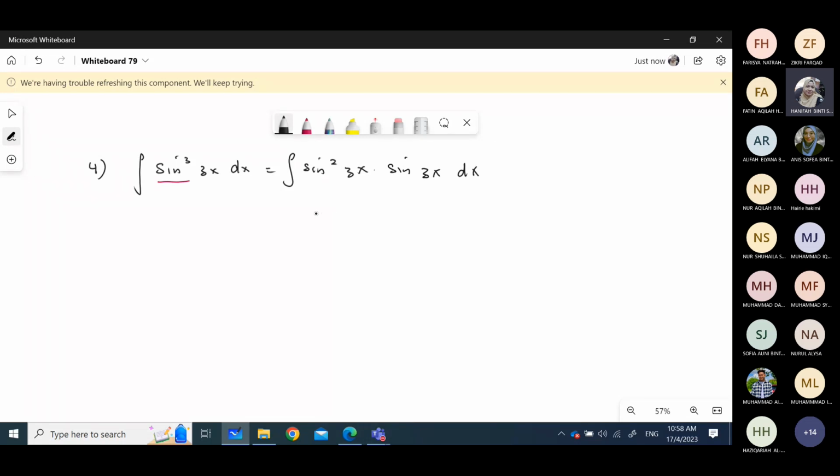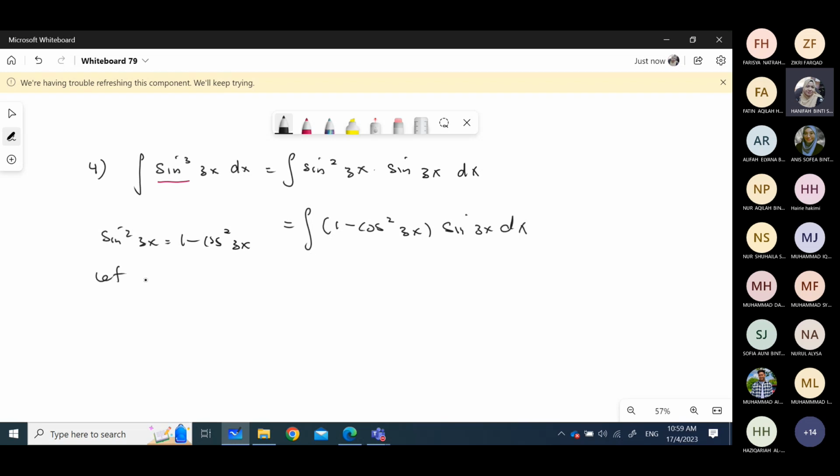Okay, so next, this one we use the identity sine squared x equals 1 minus cosine squared x. Sebab kita punya angle 3x, so kena ikut 3x lah. Jadi, sine squared of 3x is equivalent to 1 minus cosine squared 3x. So here we have 1 minus cosine squared of 3x times sine of 3x dx.